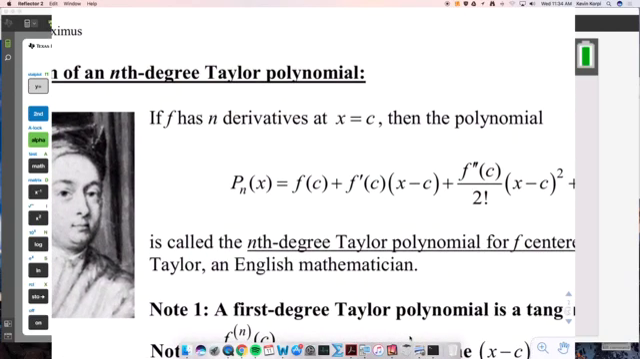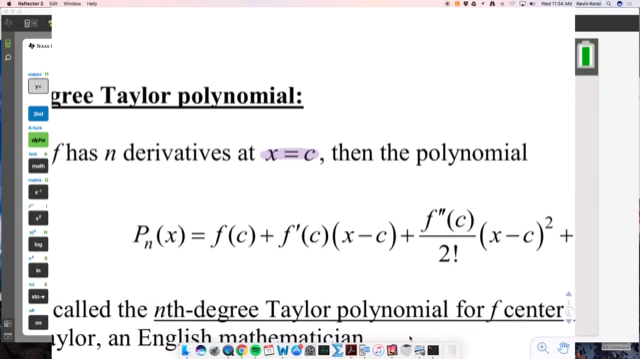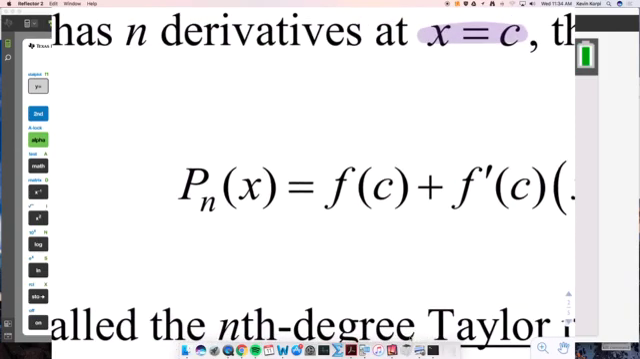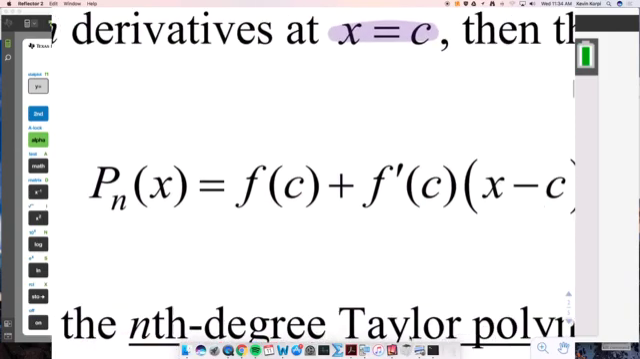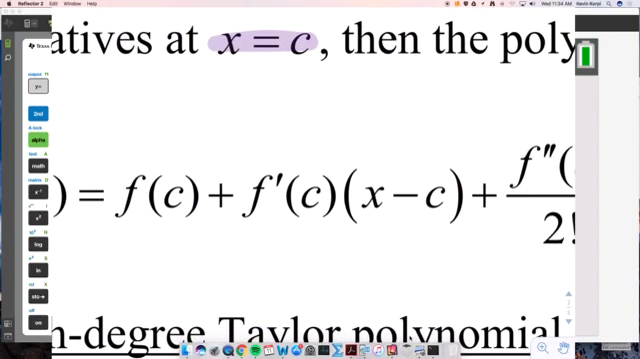So here's what he said. Let's say that you want to center it in general, not at 0, but at c, where c is any number in the whole wide world. Then a polynomial of degree n, centered at c, is going to be very similar to Mac Daddy's. It's the y value at the center plus the slope, f prime at the center, times x minus the center.